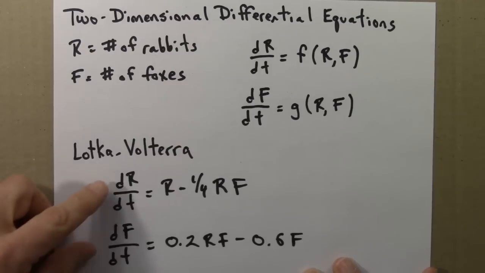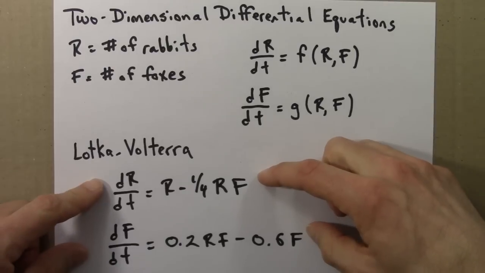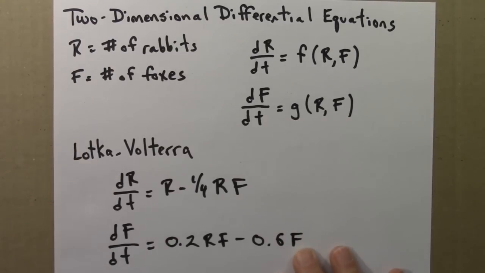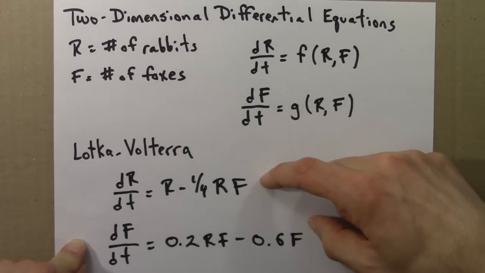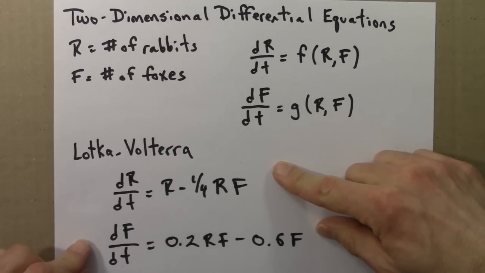The main thing is, Euler's method works because this is an unambiguous way of describing how a population changes over time. If I tell you the initial number of rabbits, the initial number of foxes, and say, here's the rule, there's one and only one solution to this differential equation, and Euler's method, or things like it, will get closer and closer to that solution.